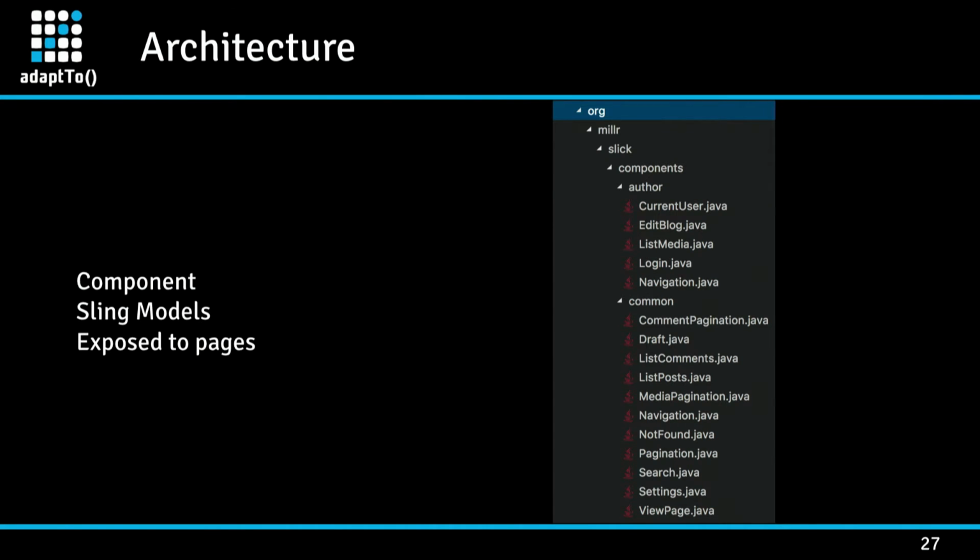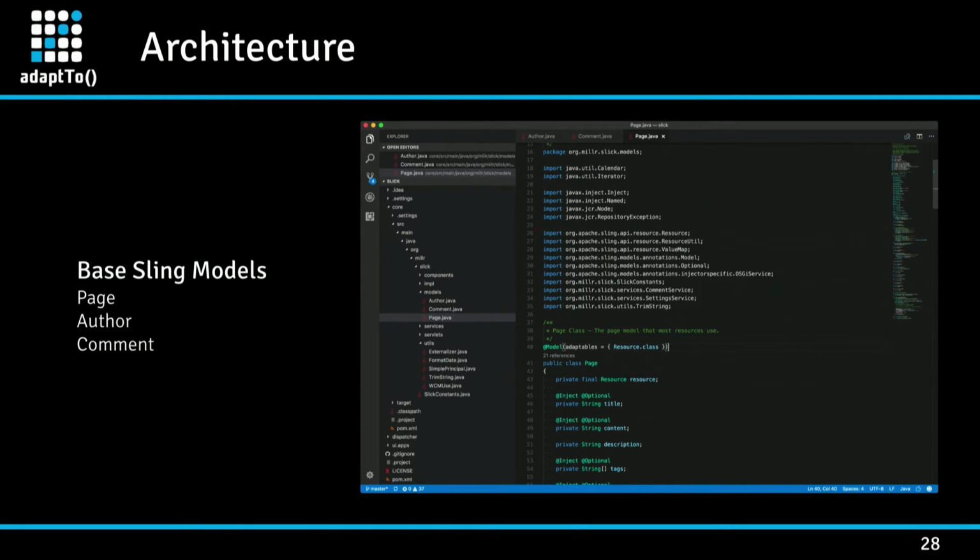And then there's actually component Sling models that are directly exposed to the page. Again, trying to separate out. So we have author, we have common, because there might be something that you use for the publish side, there might be something you use for the author side. Everything from like notfound.java to list posts. And then those actually tie back to base Sling models. So models in more of a traditional MVC sense. So you have page, author, comment.